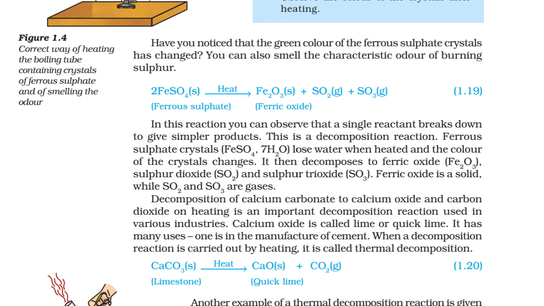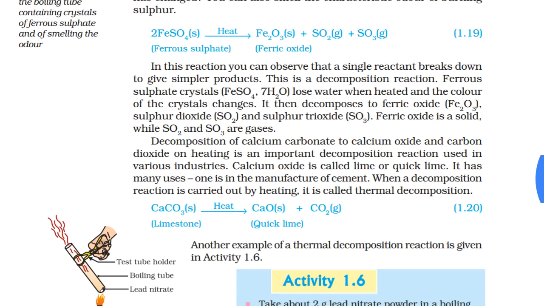Decomposition of calcium carbonate to calcium oxide and carbon dioxide on heating is an important decomposition reaction used in various industries. Calcium oxide is called lime or quicklime. It has many uses. One is in the manufacture of cement.